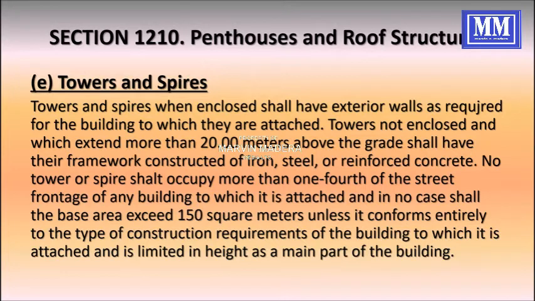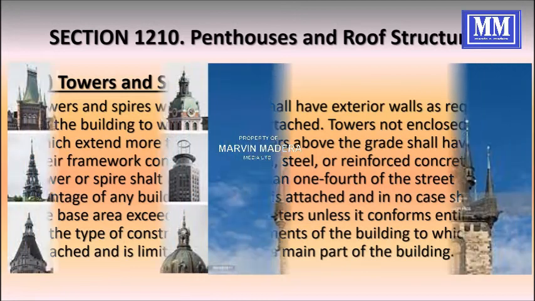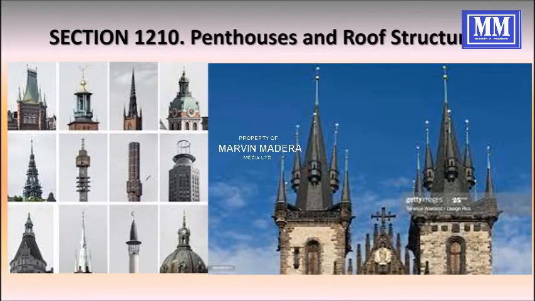No tower or spire shall occupy more than one-fourth of the street frontage of the building to which it is attached, and in no case shall the base area exceed 150 square meters unless it conforms entirely to the type of construction requirements of the building to which it is attached, to the limited height as in the main part of the building. We have here the figure of different kinds of spires or towers, mostly on the top of the building.